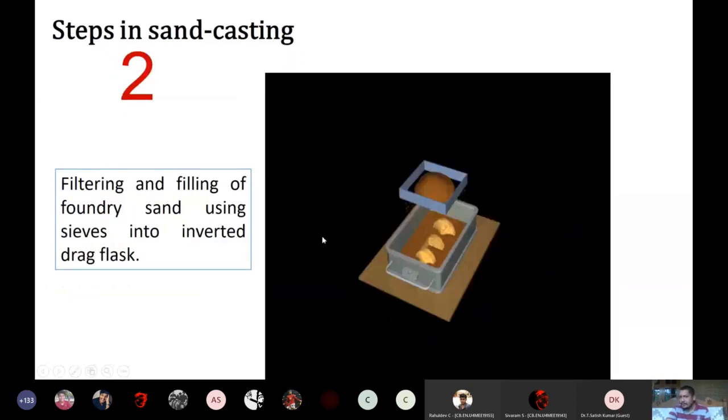As step 2, what I will use is this sieve. Using sieves, I am pouring the sand, your green sand, into the mold flask. This ensures that only proper grain sand will pass through the sieves, so that I am able to control the size and shape of the sand grains. So using the sieves, I am filtering the sand, and the sand will be filled in this area.